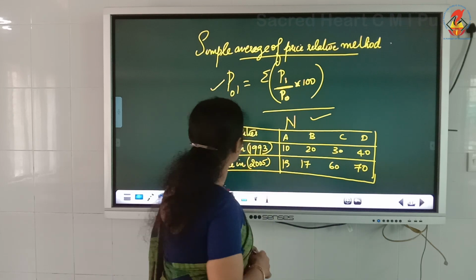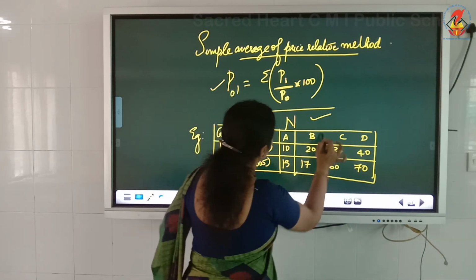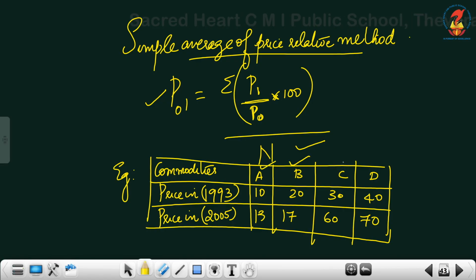Now here is an example for you. 4 commodities are given: A, B, C and D. Then prices in 1993 and prices in 2005. The price in 1993 is P0, the base year. Base year price is represented as P0. Then the price in 2005, the current year price, is expressed as P1. Now the prices in 1993 are 10, 20, 30, 40.